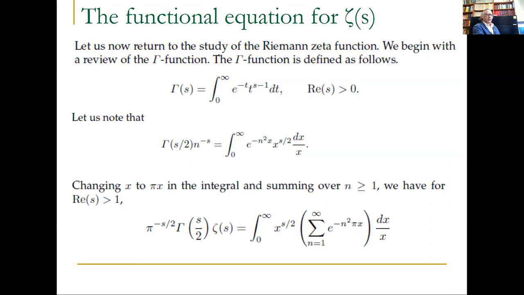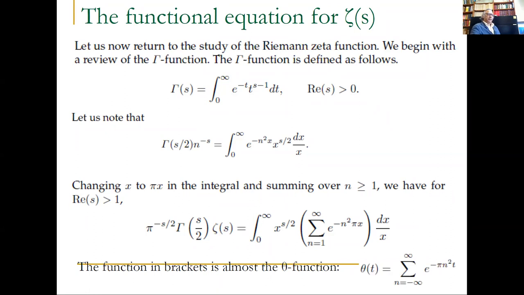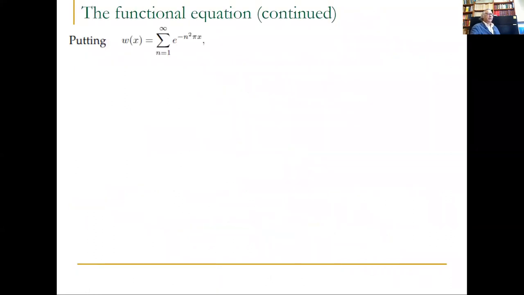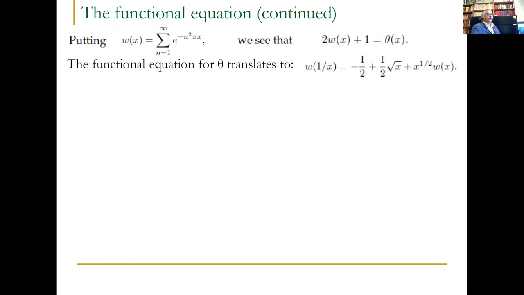So this is straight out of Riemann's paper. The function in the brackets is not quite the theta function, as you will know. The theta function went from minus infinity to infinity, so you have to modify that. The modification is done in the obvious sort of way. Put w of x to be half of the theta function, and we see that the functional equation for the theta function translates into a functional equation for the w function.